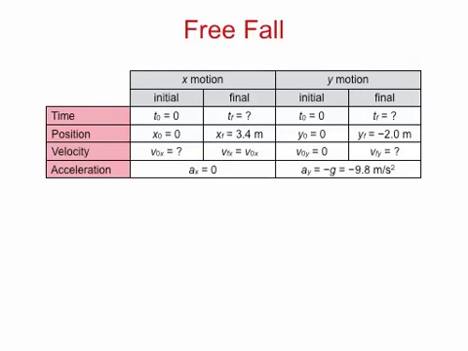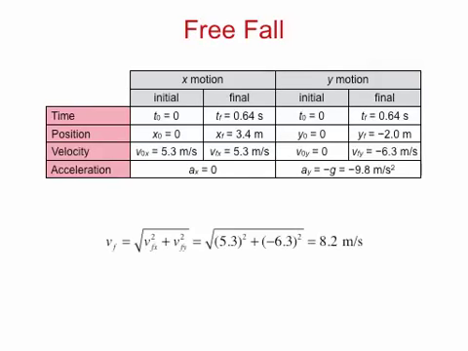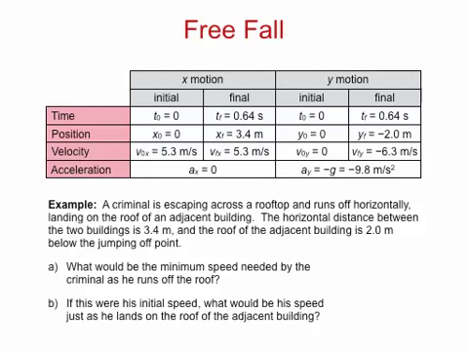Now we are ready to replace the question marks in our table of kinematic variables. From v naught x and v naught y, we can compute the final speed of the criminal just as he lands on the second building. From the Pythagorean theorem, we find the magnitude of the final velocity, or the final speed, to be 8.2 meters per second. And finally, we're ready to answer the questions in the problem.